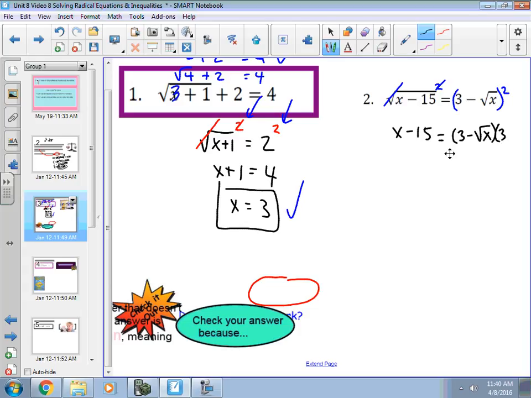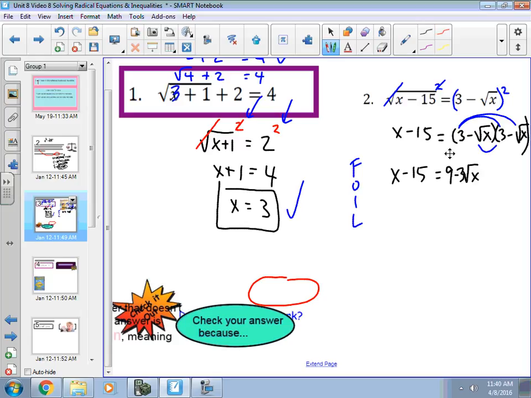So if we multiply two of these together, would we get that same thing? Watch what happens. We would want to go through here. If you want to think of that FOIL acronym, multiply first, outside, inside, last. So 3 times 3 would be 9. 3 times negative square root of x would be minus 3 square roots of x.